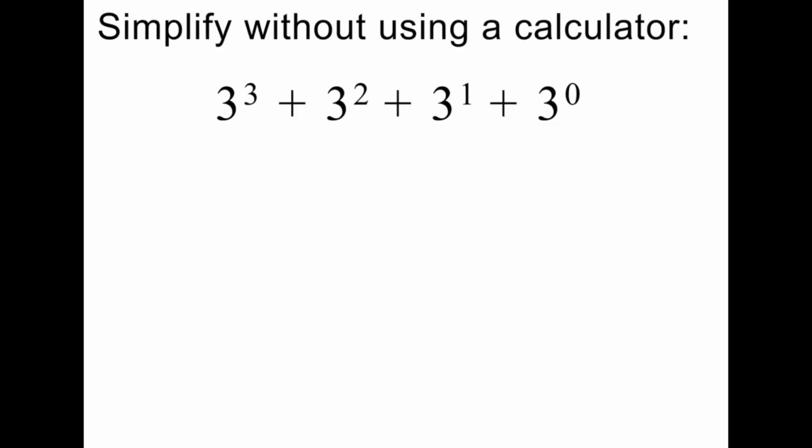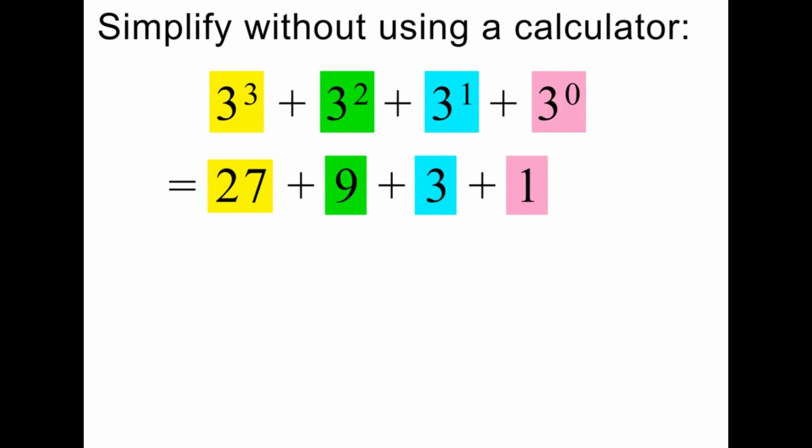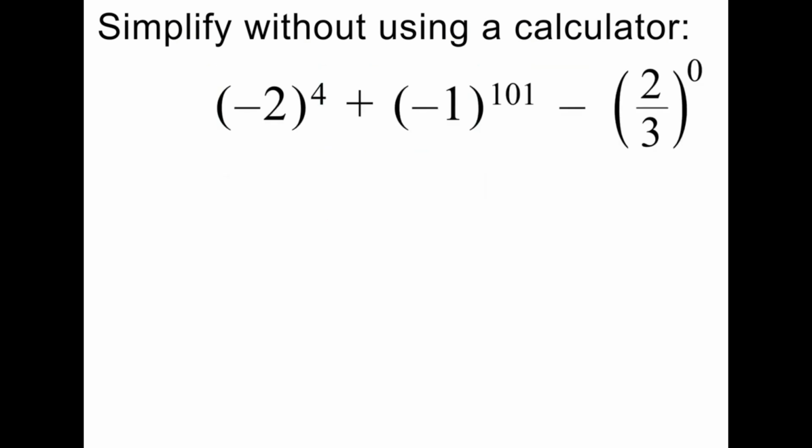Let's end with a few mixed examples. 3 to the power of 3 is equal to 27. 3 squared is equal to 9. 3 to the power of 1 is just 3. And 3 to the power of 0 is equal to 1. We then add to get the final answer. Please pause to check my working. Here is the next example. Please pause to study it.